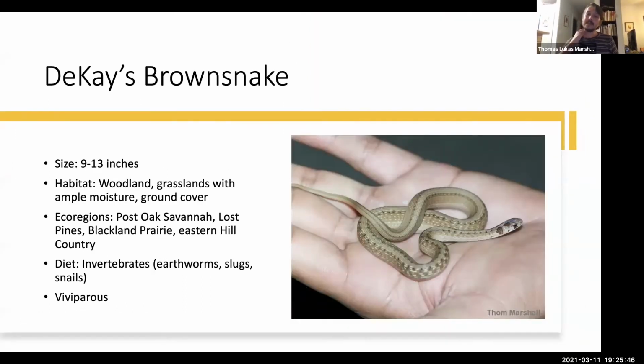Another related snake is the Dekay's brown snake. This snake gets a little bit larger. On average, it can get over a foot long, just barely. These snakes like woodlands and grasslands with ample moisture, kind of similar in their distribution to the rough earth snake in that they like more moist areas. You can find them in the green belts around town, under rocks, and maybe in your backyard as well. They eat earthworms, slugs, and snails, and they're also viviparous.